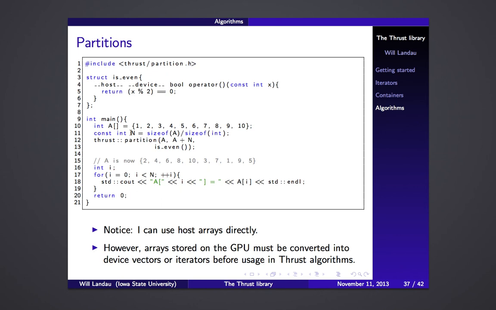So anyway, n is just the number of elements. When I call thrust partition on this array, it's going to take all the even numbers and put them first, and it's going to take all the odd numbers and put them later. I know the odd numbers are ordered in this weird way. That's what I got when I ran it. You may get a different ordering if you run it, and I don't know why it's doing that, but it's putting all the even numbers first and all the odd numbers last, which is what I wanted.